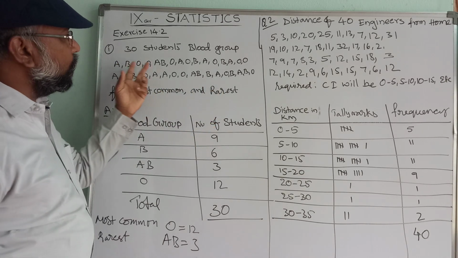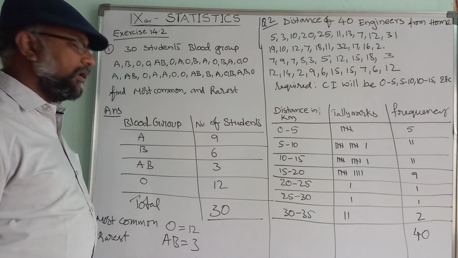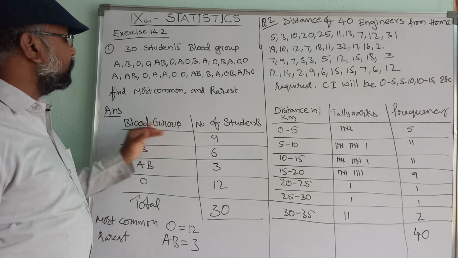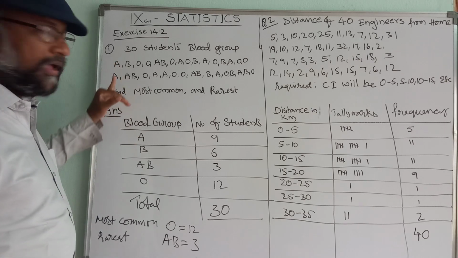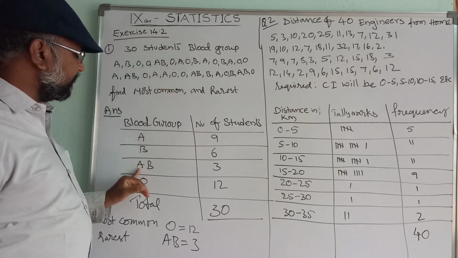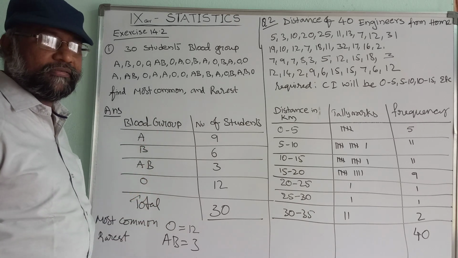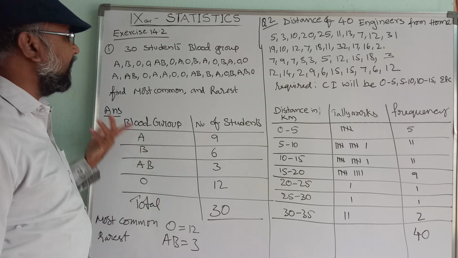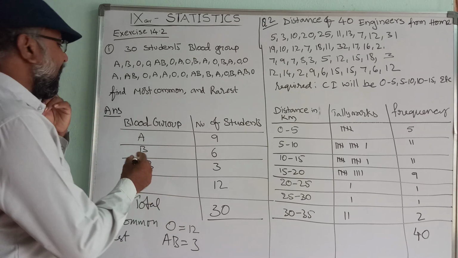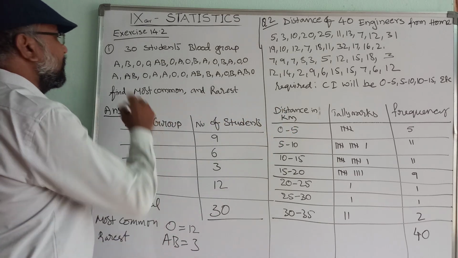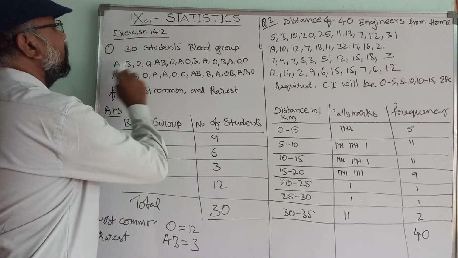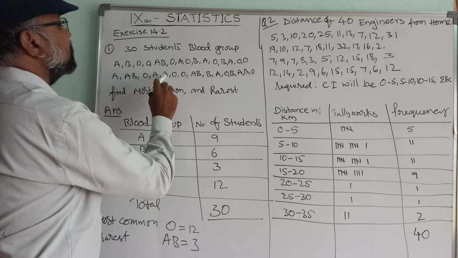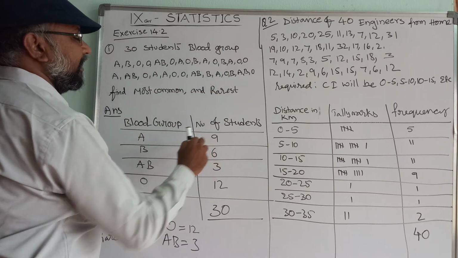If you start counting, you can do it, but we will form a table and complete this work. Now, blood group A is there, B is there, AB is there, and O is there. Only four types of blood groups are here, and we are going to tally the number of students. Now just tally, marking 1 for A, 2, 3, 4, 5, 6, 7, 8, 9. So 9 you can write down.